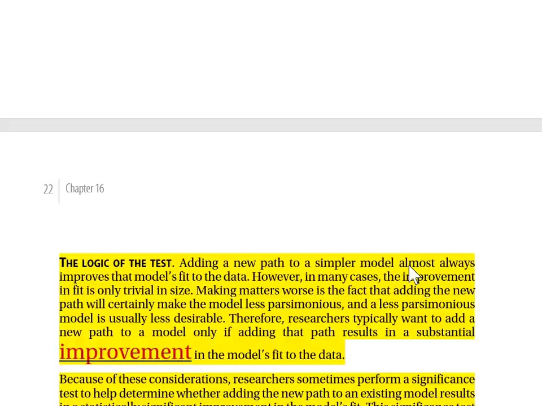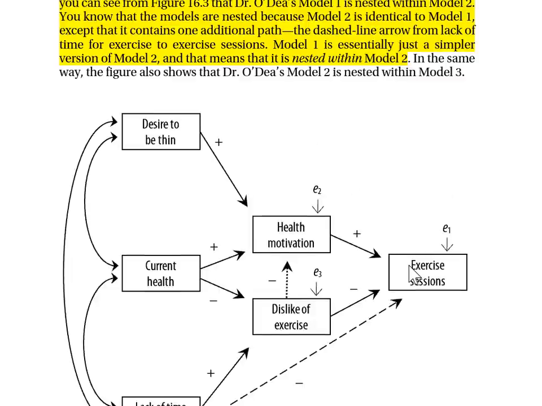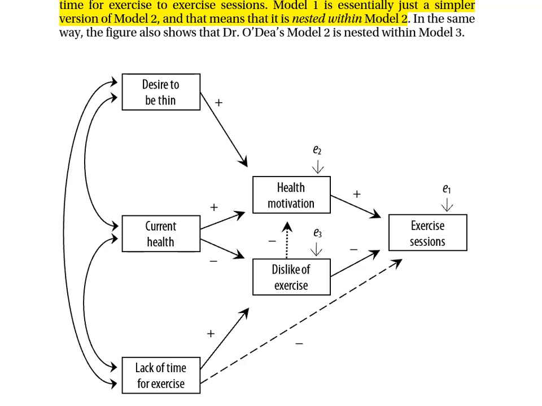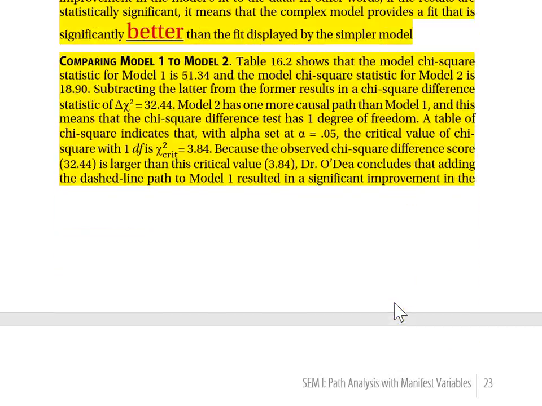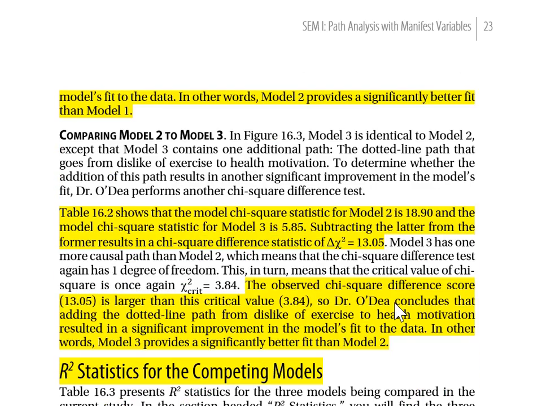So, to put this in visual terms, think of Model 1 as being the version of the model that has only solid line arrows. If we added this path, it goes directly from lack of time for exercise to exercise sessions, this dashed line path, it results in a statistically significant improvement in the model's fit to the data. That means Model 2 gives us a better fit than Model 1. That was our comparison of Model 1 and Model 2.